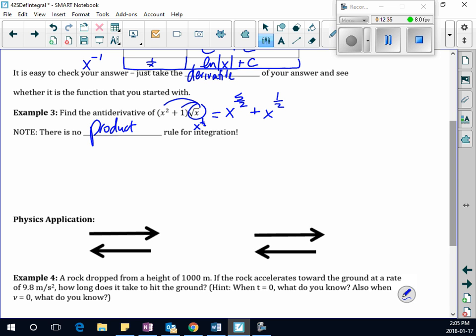So you're supposed to add 1 to that. So what's that? 7 over 2. Reciprocate it, so it's 2 over 7, x to the power 7 over 2. Add 1 to that.